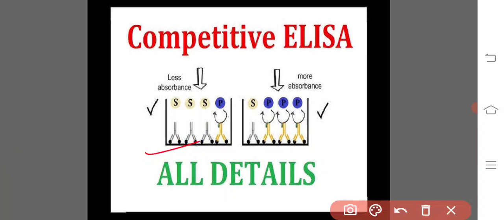The plate is washed, so unbound antibodies are removed. The more antigen in the sample, the more antigen-antibody complexes are formed, and so there are fewer unbound antibodies available to bind to the antigen in the well. Hence, it is a competition. Then the secondary antibody specific to the primary antibody is added. The second antibody is coupled to the enzyme.